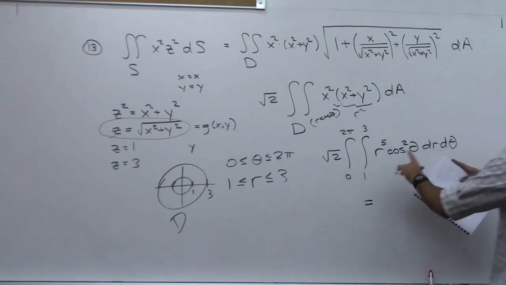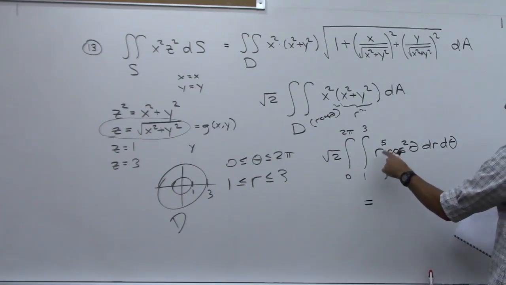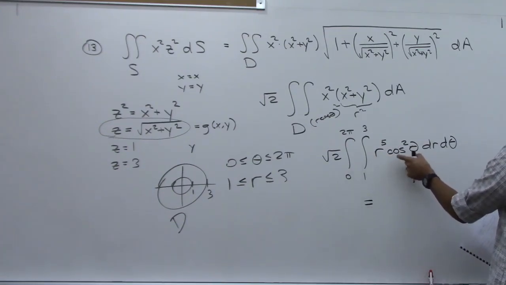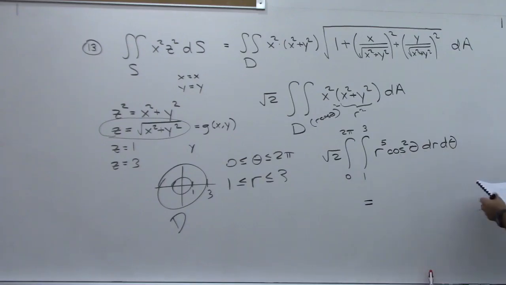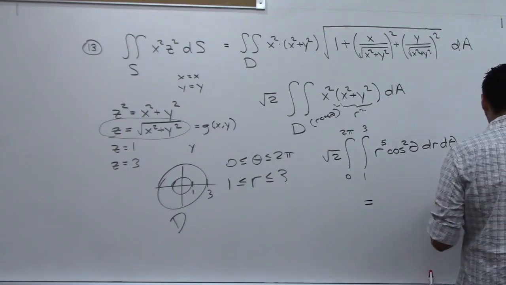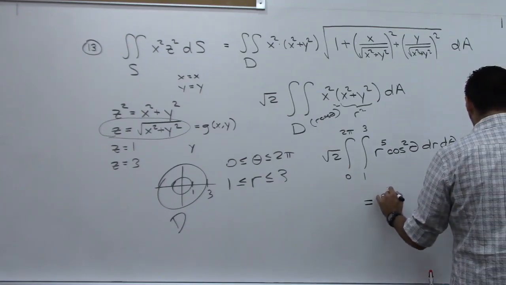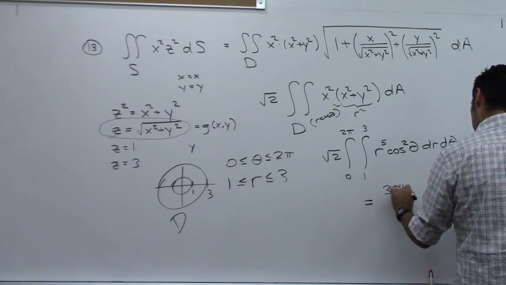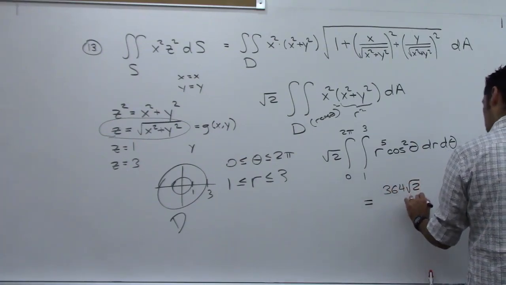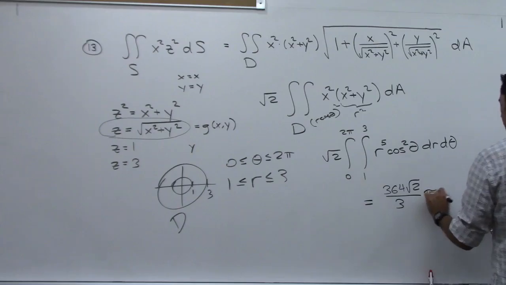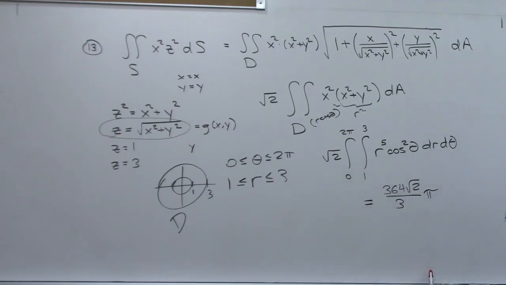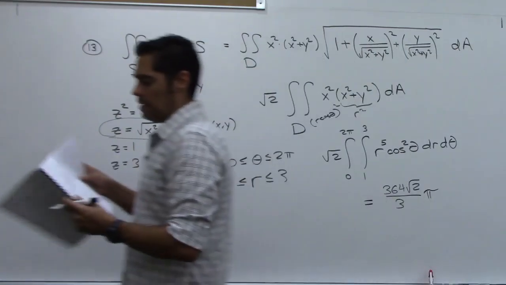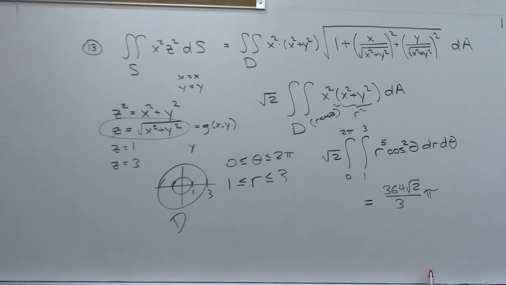Working that out. By the way, you could split this into two integrals and multiply them because r is isolated and the function of theta is isolated, or just work it out normally. They're giving me something like 364 root 2 over 3 pi. All right, that's number 13. I'll do more of these later.